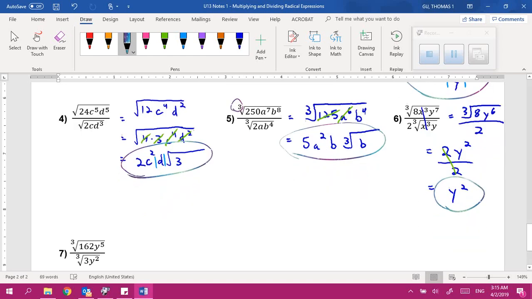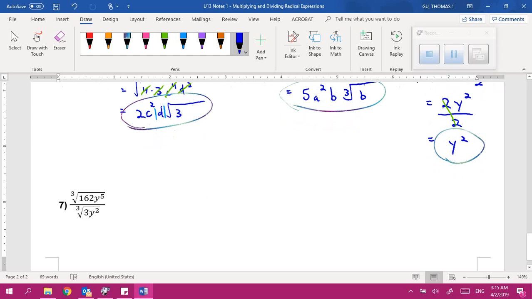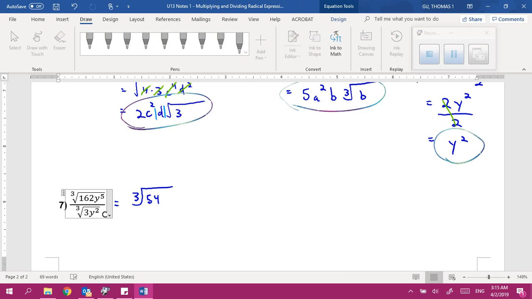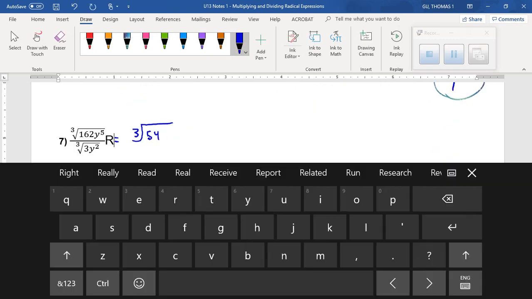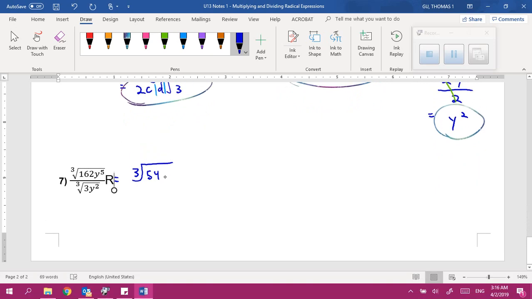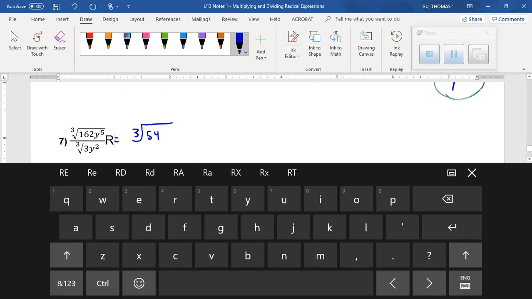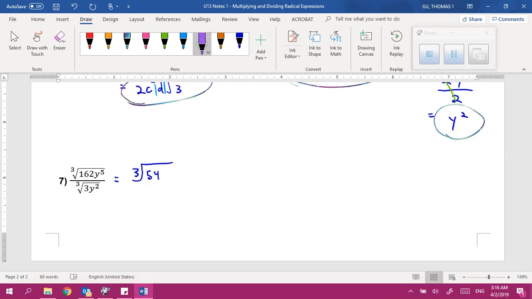Alright, and now we're on to the very last one. So let's divide first. 162 divided by 3, cube root of 54. And then y to the 5th divided by y squared is y to the 3rd, because 5 minus 2 is 3.